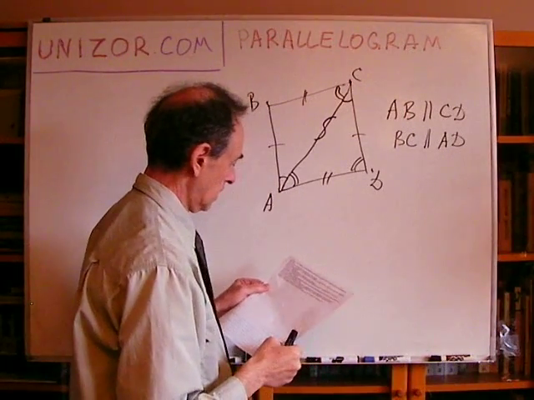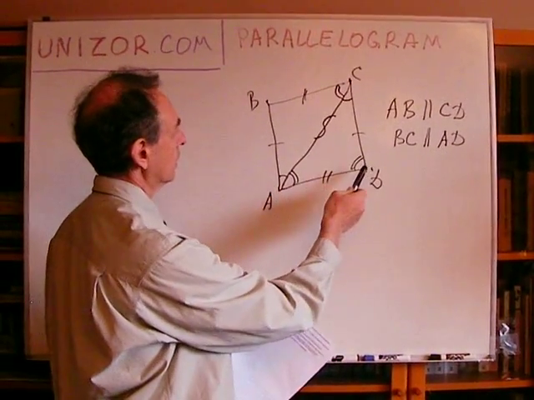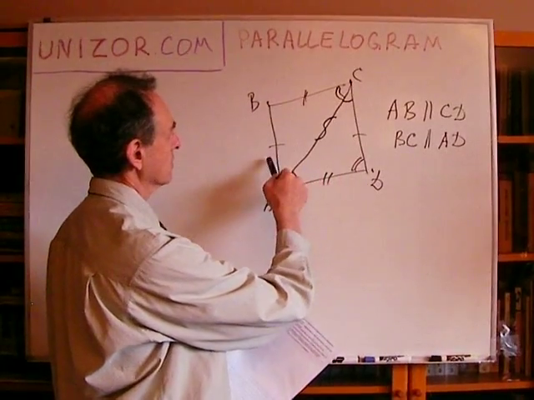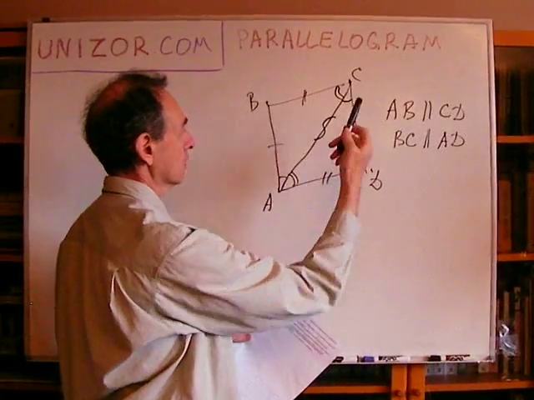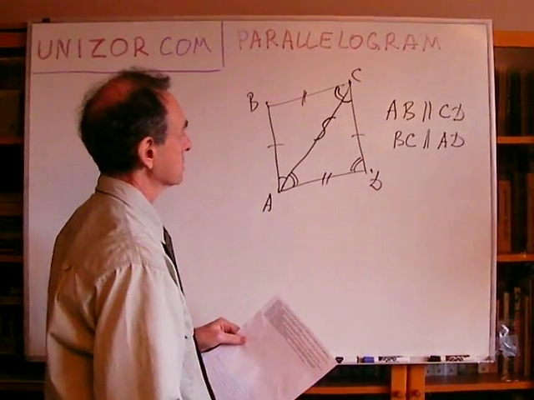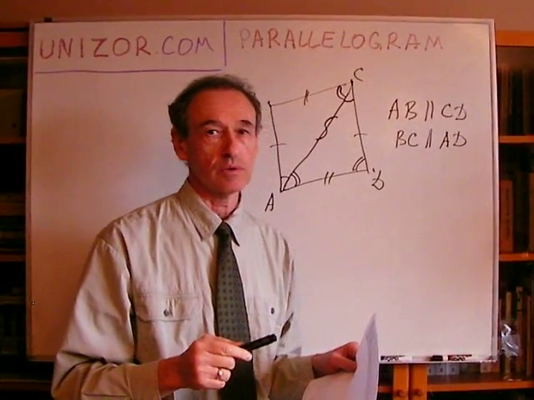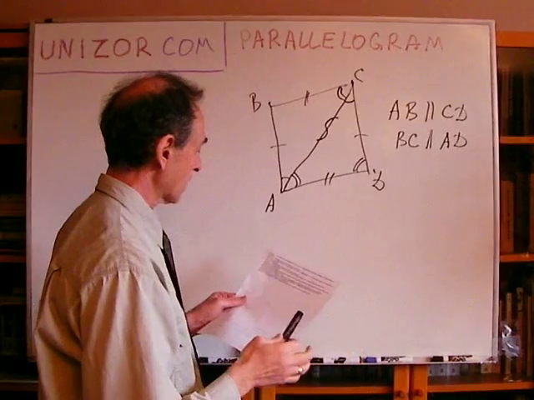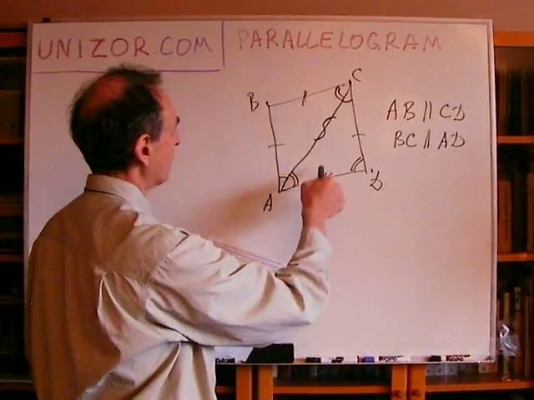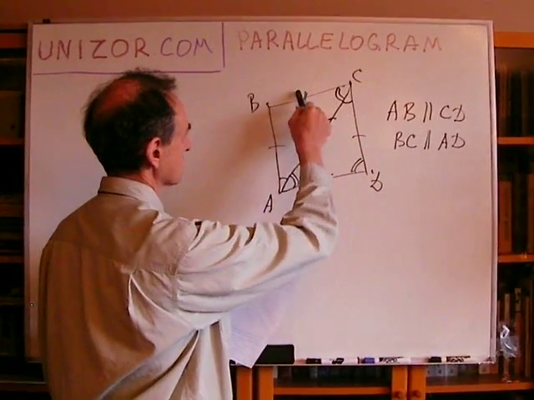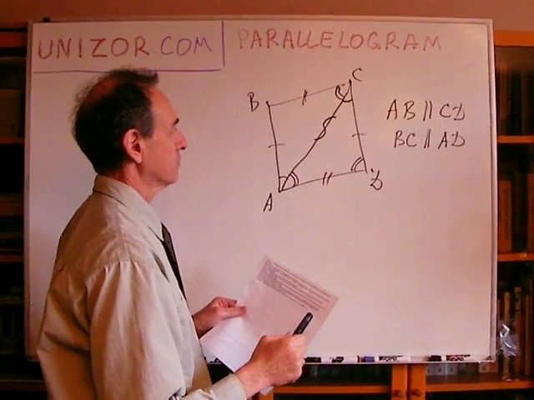But here is an interesting property. So if it's a parallelogram, then the opposite sides are not only parallel but also congruent, equal size basically. Now, the converse theorem is also true, at least for convex quadrangle. So if we have two opposite sides, this and this, congruent to each other, then this is parallelogram.